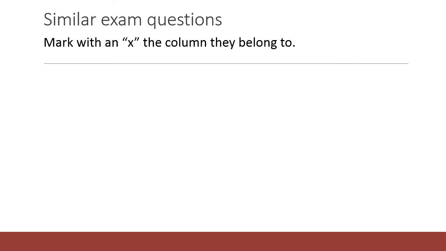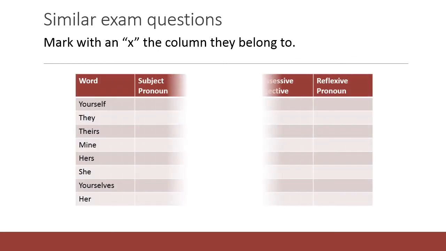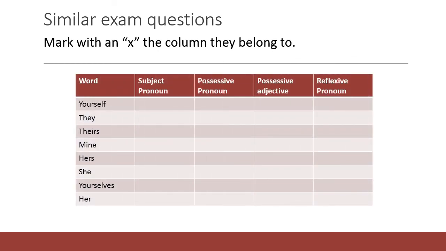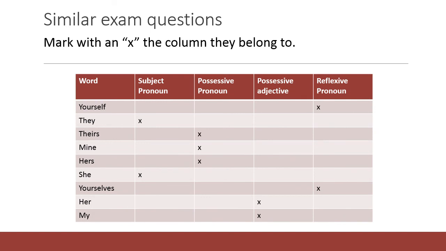Next question. Mark with an X the column they belong to. So here you have a list of pronouns and adjectives, and you have to identify which column they belong to. For example, yourself is a reflexive pronoun. Remember, the reflexive pronoun ends in self or selves when it's plural. They, it is a subject pronoun. It's a subject of the verb of the sentence.